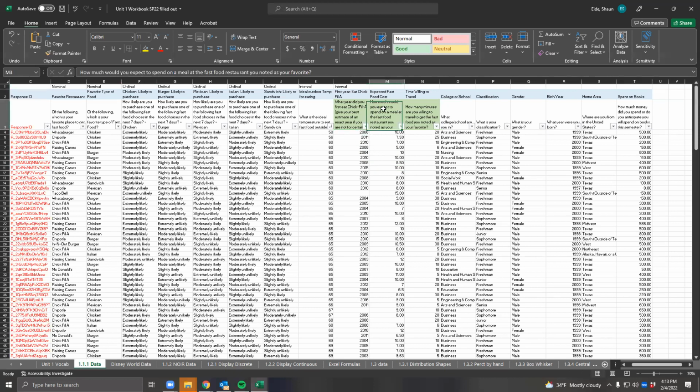Okay, and then how much would you spend on a meal? So this one right here is ratio, because if you spend 0, that means that you did not spend anything. Okay, and time willing to travel, this is also ratio. So that's a quick overview of that.